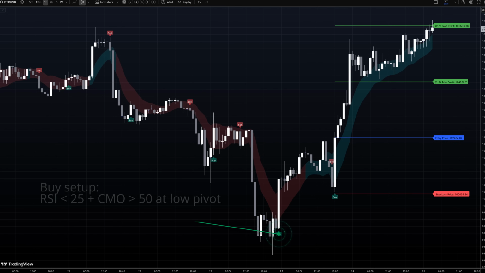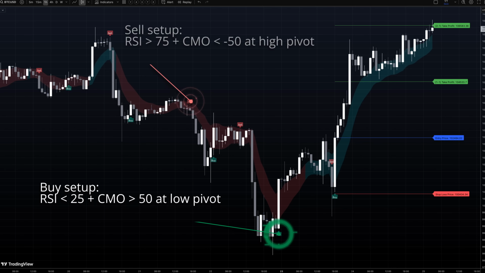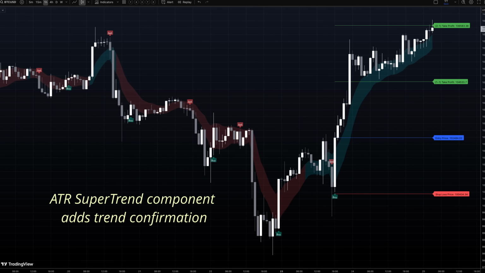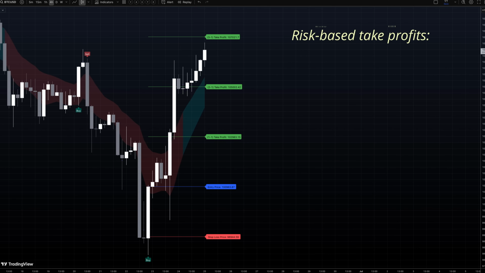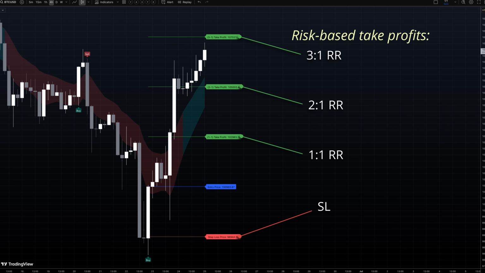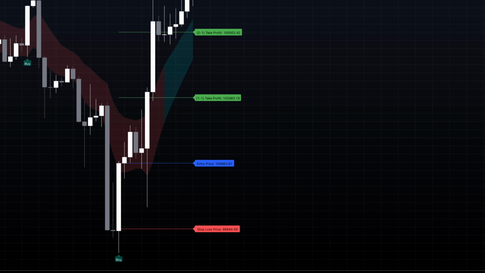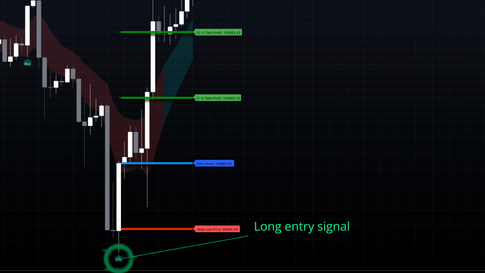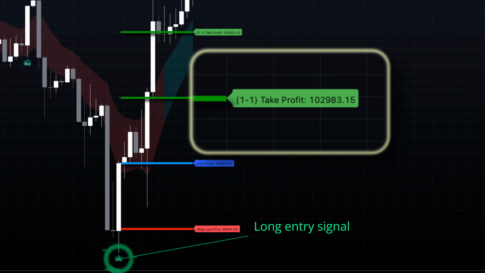The indicator requires RSI below 25 with CMO above 50 at low pivots for buy signals, while sell signals need RSI above 75 with CMO below -50 at high pivots. An ATR-based super trend component provides additional trend confirmation. Upon signal generation, the indicator automatically calculates 3 take-profit levels at 1-to-1, 2-to-1, and 3-to-1 risk-reward ratios based on the stop-loss percentage. The visual display includes buy-sell shapes on the chart, horizontal lines showing entry and exit levels, and labels with precise price values.